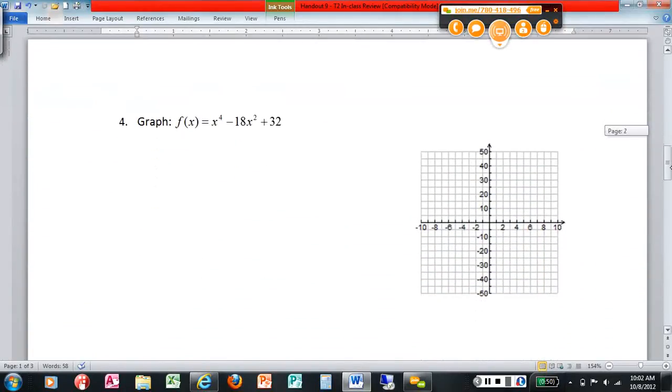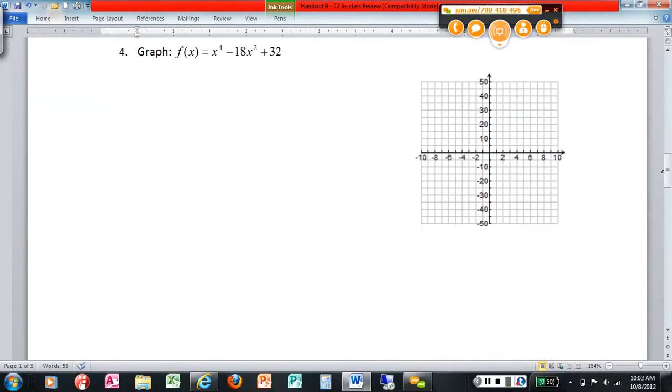Number 4. Well, we've got another polynomial, don't we? F of x equals x to the 4th. So 4th degree, what about the ends there? The end behavior on it, well, on a 4th degree or even degree, they're both up or both down. And in this case, with what we've got, both up or both down.